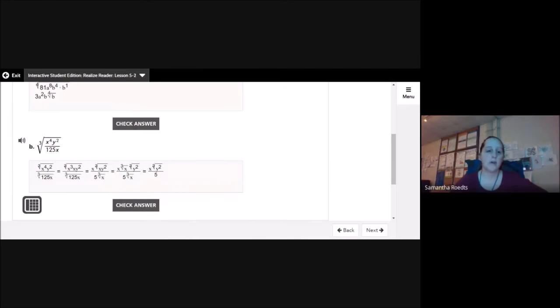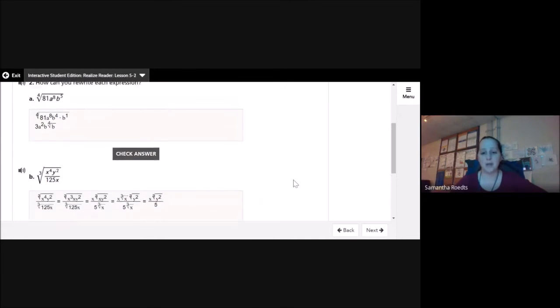Okay. You want to do everything in your power to get this cube root, this square root, cube root, whatever the root is, out of the denominator.